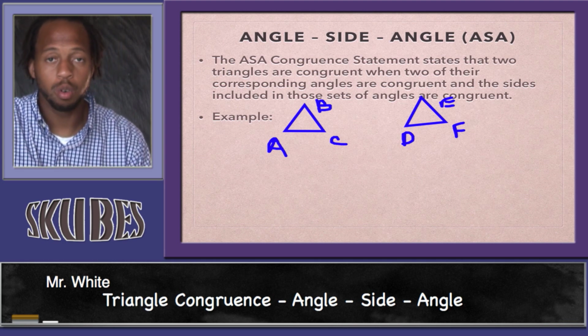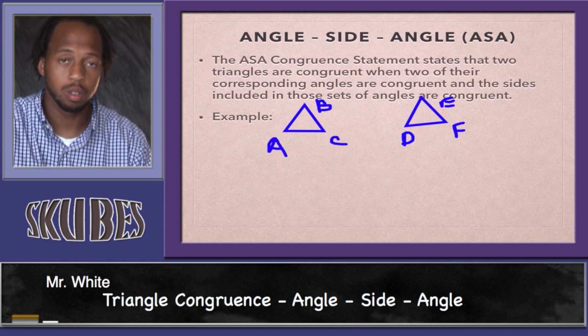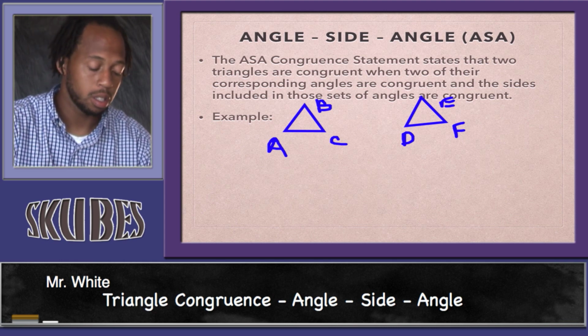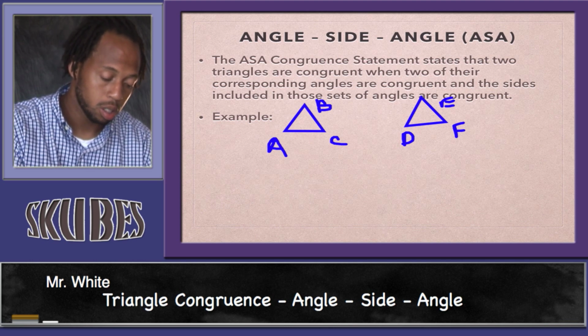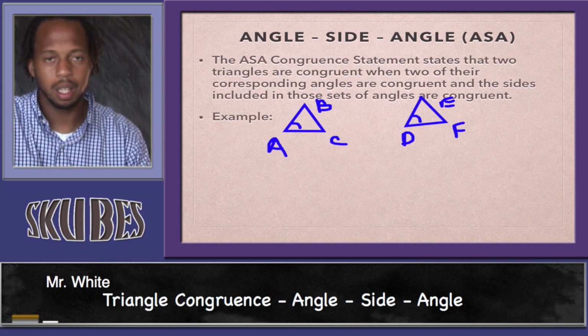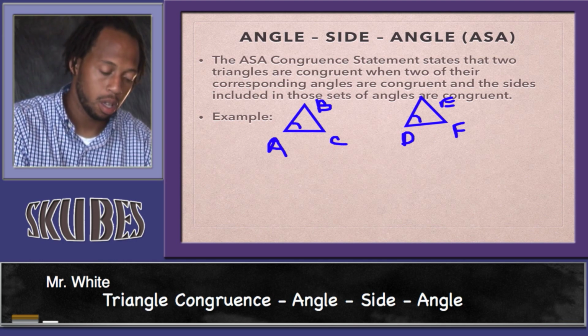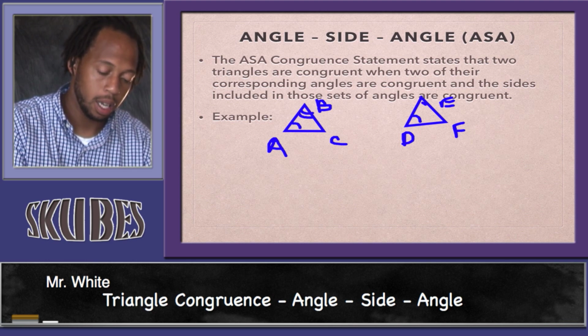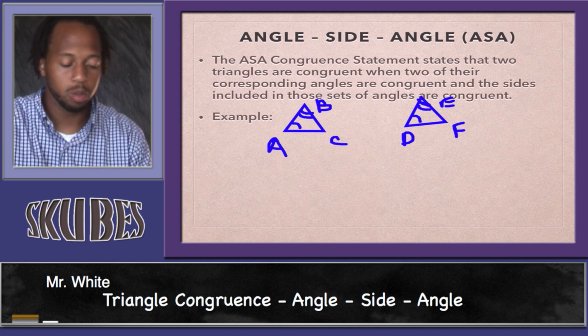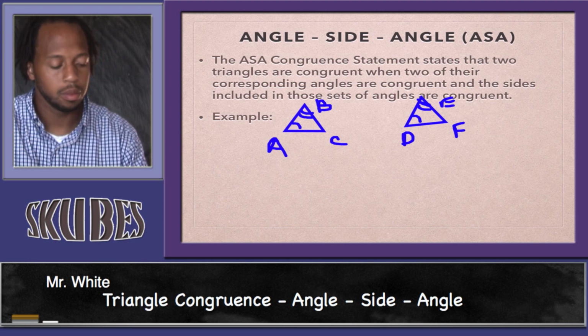I have to indicate that 2 corresponding angles are congruent and the side included in those corresponding angles is also congruent. So angle A and angle D are congruent, and this is known because they both have one arc. Angles B and E are congruent, and this is indicated because they both have 2 arcs.